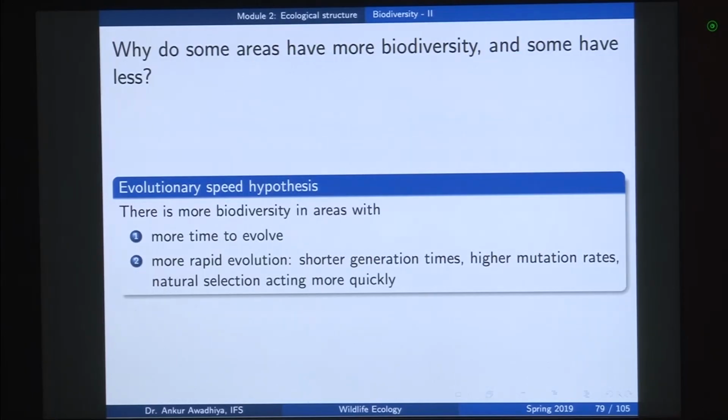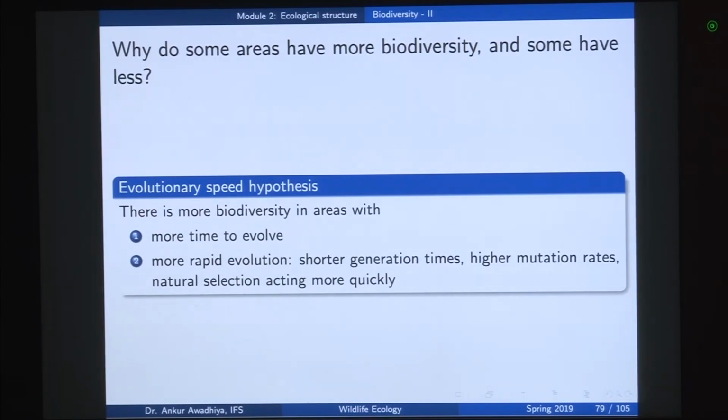So, the first hypothesis is known as the evolutionary speed hypothesis. Now, evolutionary speed hypothesis suggests that all the biodiversity that has been created has been created because of the process of evolution. Now, for any pocket of land or water on the earth, the number of species that would be there would depend on, one, the time for which evolution has happened there, and two, the speed at which the evolution has happened there. So, essentially there is more biodiversity in areas with more time to evolve. So, basically areas that are older would be having more number of species, and two, more rapid evolution. So, if there are areas that have shorter generation times or higher mutation rates or natural selection that is acting more quickly, then those areas would be having a greater amount of biodiversity.